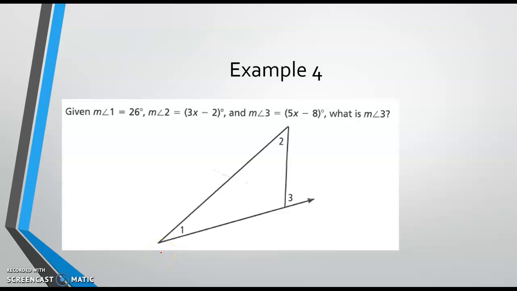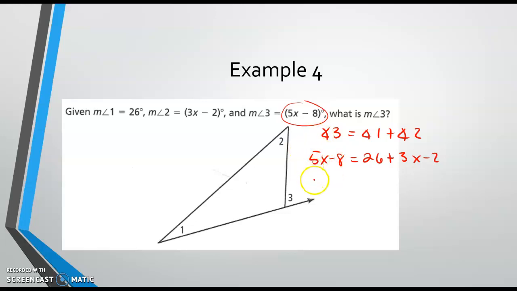All right, but what happens if we add expressions, Mrs. Curry? This looks like way too much. It's the same thing. Outside, so angle 3 equals angle 1 plus angle 2. Right, so angle 3 is 5x minus 8, so 5x minus 8 equals angle 1, which is 26, plus angle 2, which is 3x minus 2. I've now just created an equation that I just now need to solve.